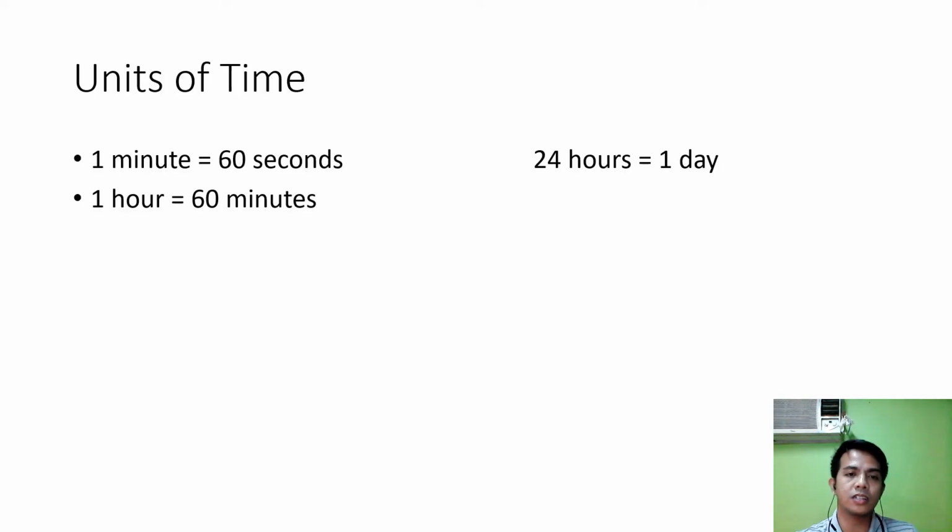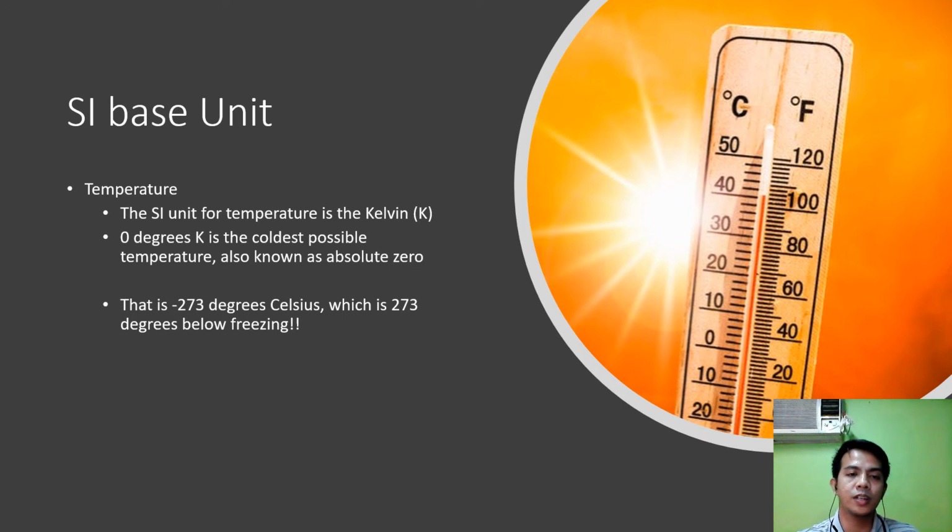So these are the units under time. So 1 minute is equal to 60 seconds, 1 hour is equal to 60 minutes, and there are 24 hours in 1 day. So now let's proceed to the standard unit of measurement or the SI base unit for temperature, which is Kelvin. So 0 degrees Kelvin is the coldest possible temperature, also known as absolute zero. So that is negative 273 degrees Celsius, which is 273 degrees below the freezing point.